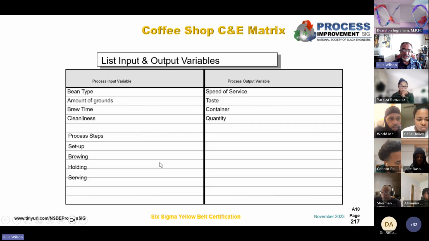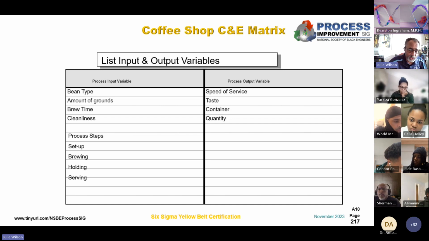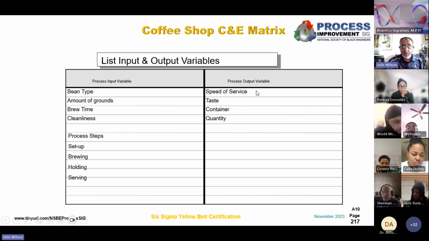So let's say, for instance, we are running a coffee shop, okay? And so we're trying to see, well, what are the factors that contribute to a customer having a positive experience in a coffee shop? So what are some of the things that are important to a customer when they go to a coffee shop? So these would be our output variables.